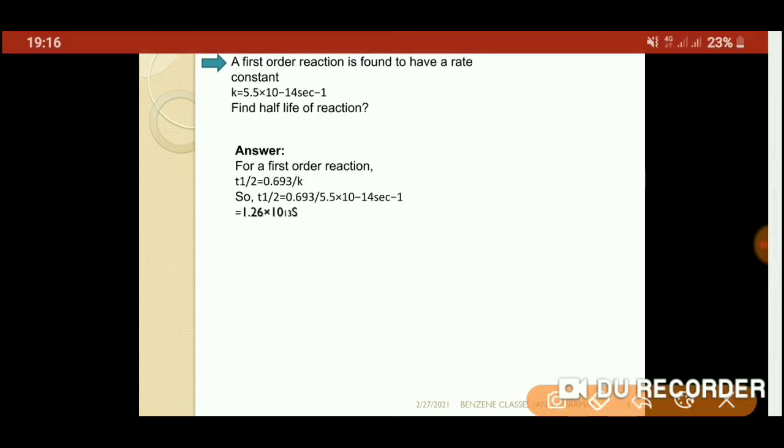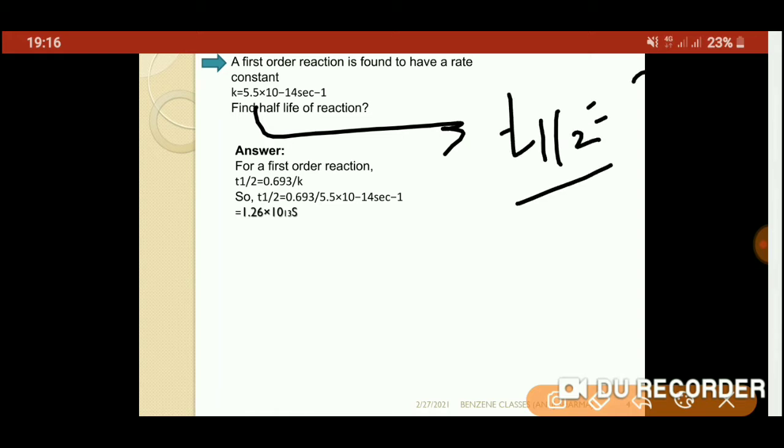The next question says: if a first order reaction is found to have a rate constant k equal to 5.5 into 10 to the power minus 14 second inverse, find the half life of the reaction. Half life is denoted by t half, and it is asking about t half. The value of k is given, 5.5 into 10 to the power minus 14 second inverse, and you can see the unit of the rate constant is second inverse. So we can say that the reaction is a first order reaction.